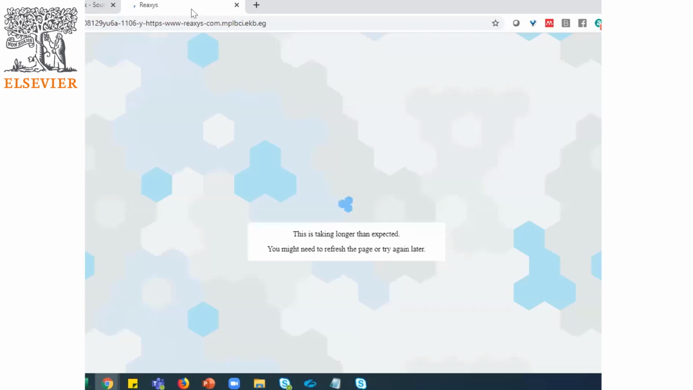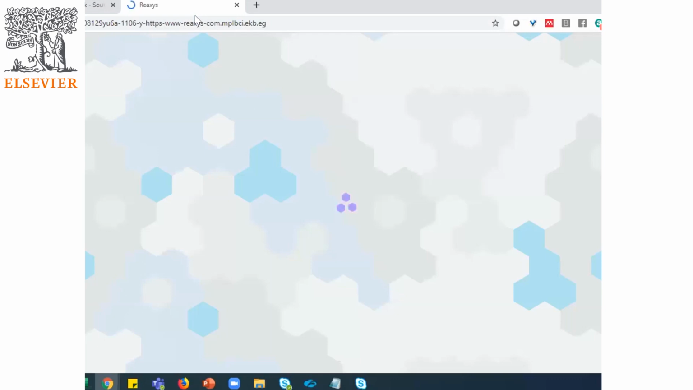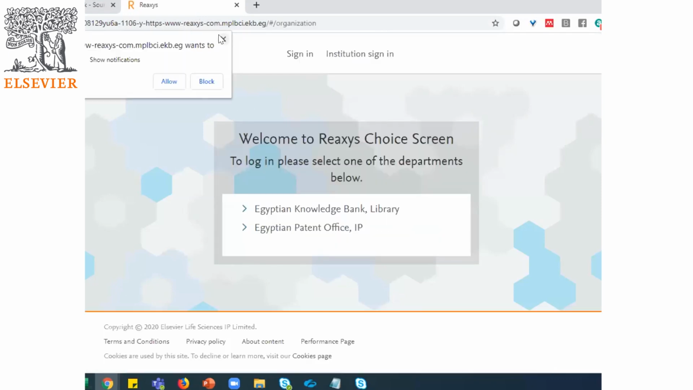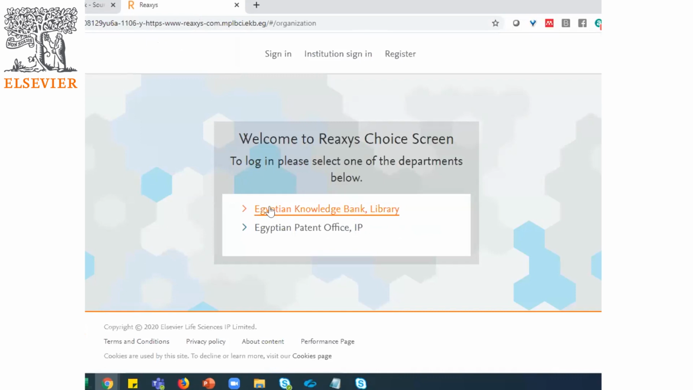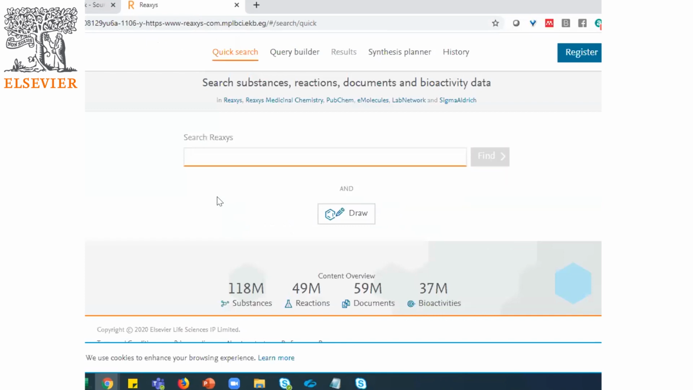So as you can see here, it is signing into Reaxys. I might need to refresh. I believe it might be a conflict with internet configurations that I've had. Yeah, so it is working now. So welcome to the Reaxys choice screen. Log in. I would be logging in using the Egyptian Knowledge Bank library. And now I can fully use Reaxys, which is going to be the topic of our discussion today.